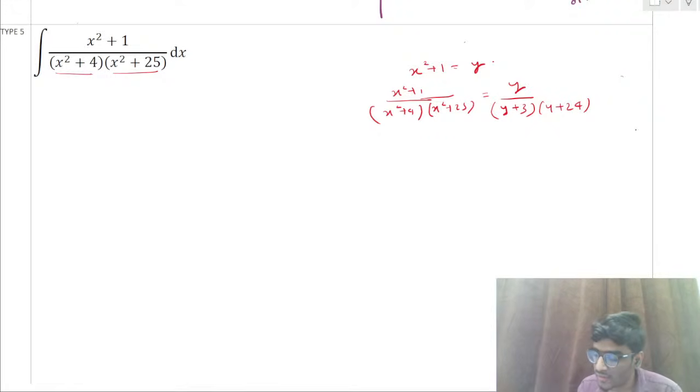Now it is in linear factor form, as you can see: y plus 3, y plus 24 are linear factors. Now we can use the partial fraction form, y plus 3, y plus 24.